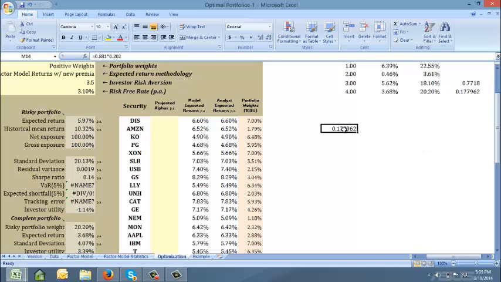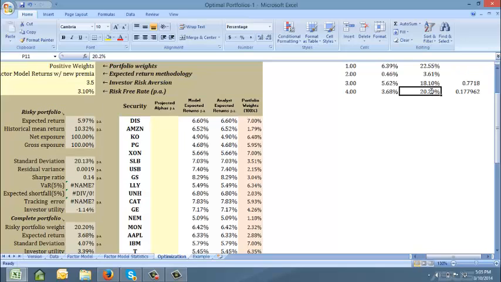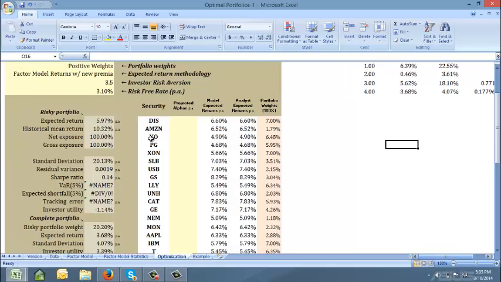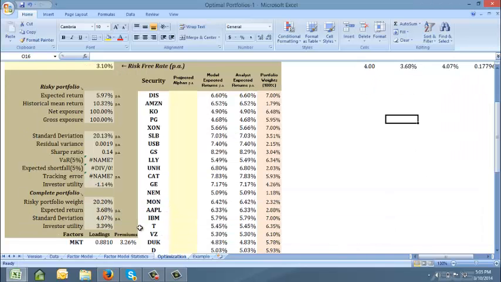and I typed this one in wrong. This one is actually 4.07%. Just looked at the wrong cell. Right, standard deviation. That's close. Probably off just because of solver. Beta's close, off from solver. Utility index 3.39.